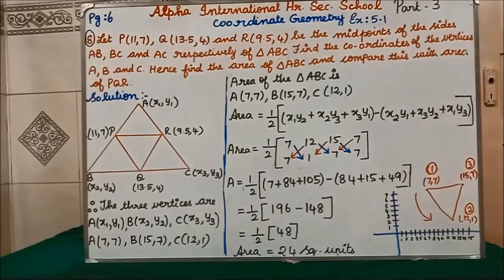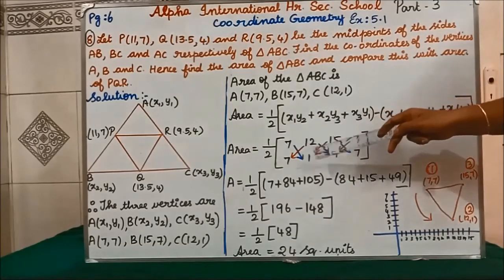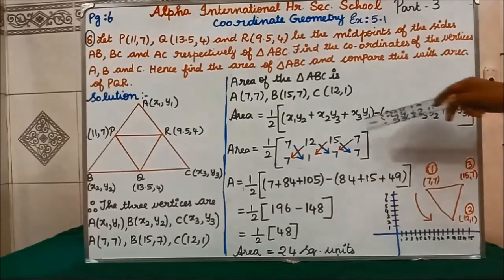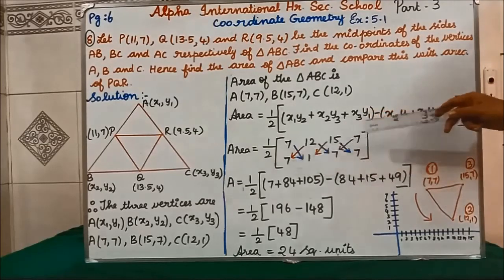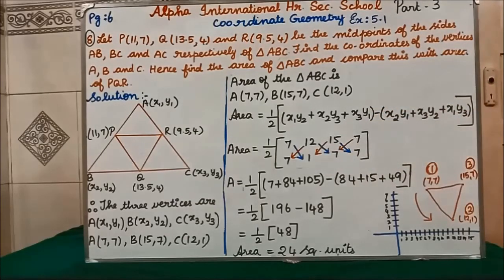So I have told you, after plotting the graph, you have to come in anti-clockwise direction. See, in this direction only we have to come. So in this direction, this is our first point 7, 7. So if you come from this 7, 7, next point is what? 12, 1. See, I have written 7, 7, 12, 1. Then the next point is what? 15, 7. Again one more time 7, 7 you have to write. Clear? The remaining step as usual, just we have to do the cross multiplication.